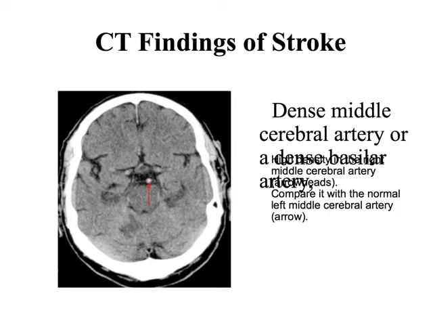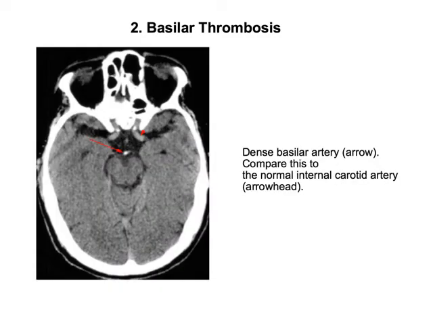So something over here or over here. All right. So basilar thrombosis, the blood clot in the basilar artery. We have a dense basilar artery here. The arrow is indicating it. And again, we're going to compare this to a normal internal carotid artery. So very dense right here, not very dense right here.